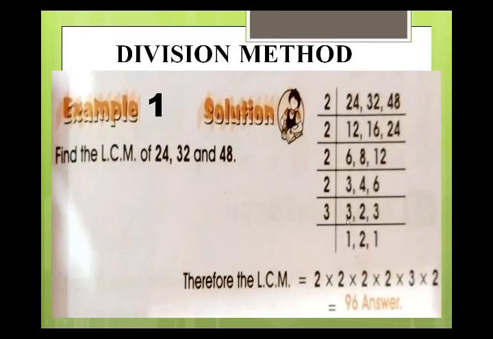Here you see that the number 3 appears two times, so you take 3 as a divisor. If you divide 3 by 3, the answer is 1. If you divide 2 by 3, there is no answer. That's why we take 2 as it is. We don't divide 2 by 3; we take 2 as it is.